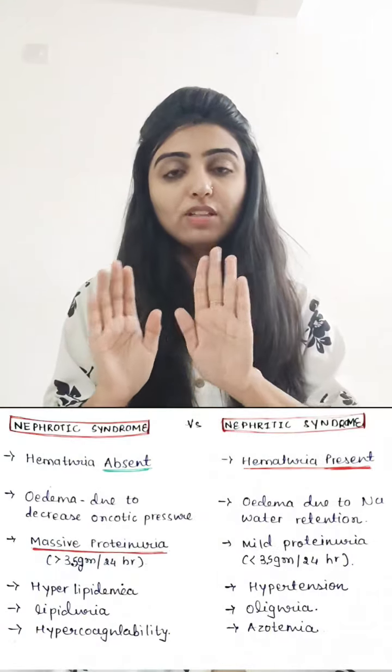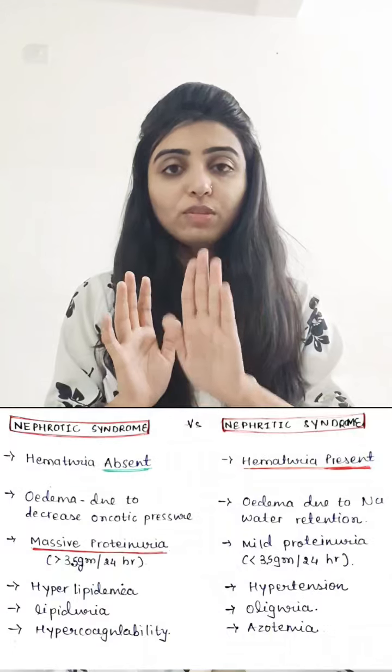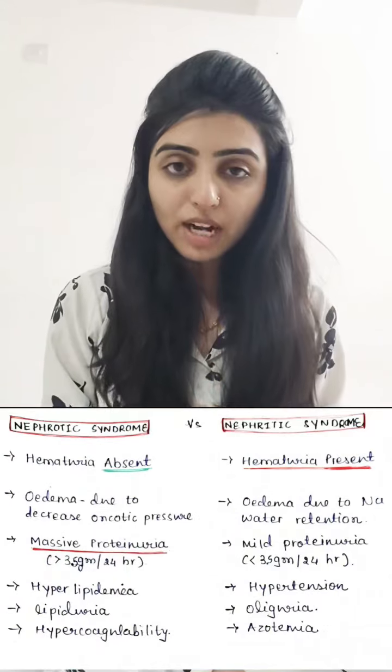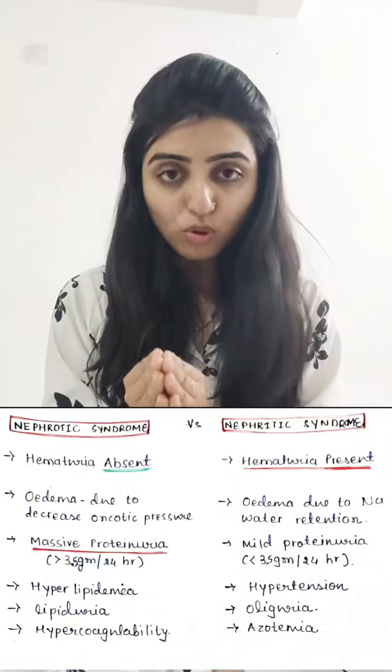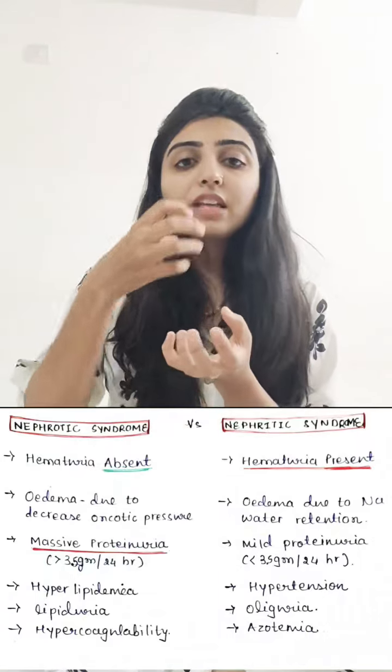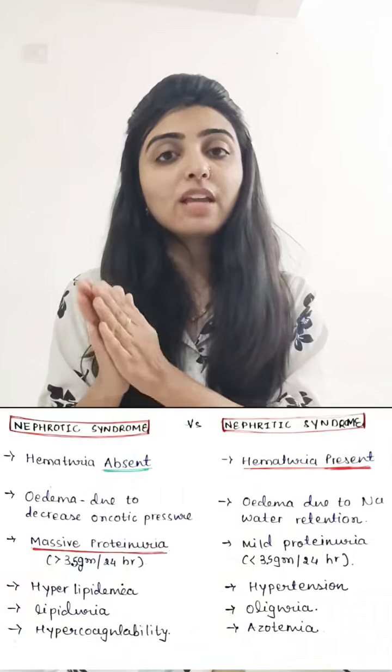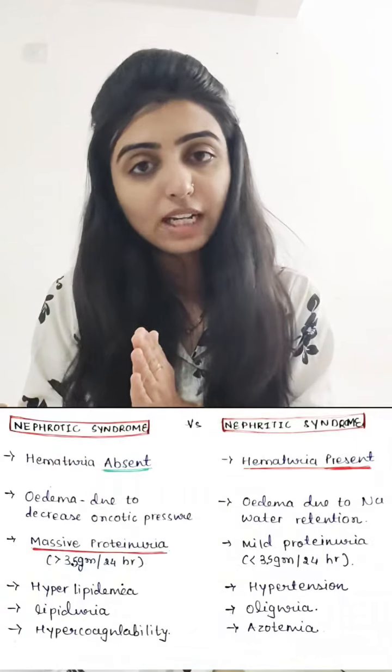Okay, now these 5 symptoms are of nephrotic syndrome. Now nephritic syndrome. In nephritic syndrome, due to glomerular injury, there is excretion of red blood cells into the urine, so hematuria is present in nephritic syndrome.